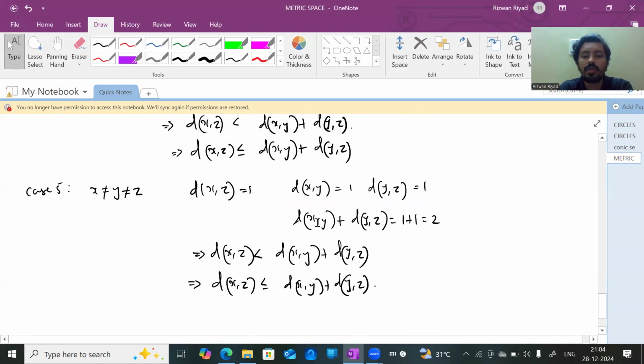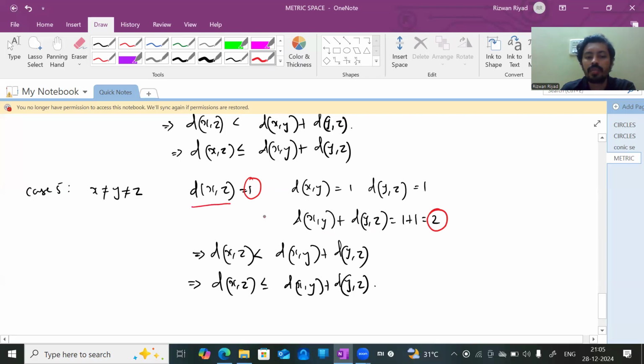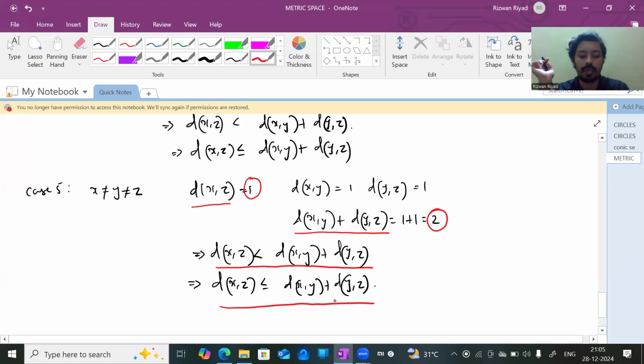So what is d of xy plus d of yz? d of xy is 1, d of yz is also 1, so 1 plus 1 is equal to 2. But d of xz is only 1, and 1 is less than 2, right? So d of xz is less than d of xy plus d of yz. Less than means less than or equal to. So d of xz is less than or equal to d of xy plus d of yz. That means the triangle inequality is satisfied in this fifth case also.